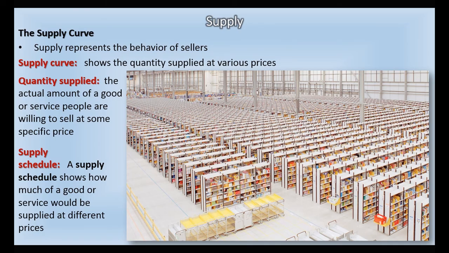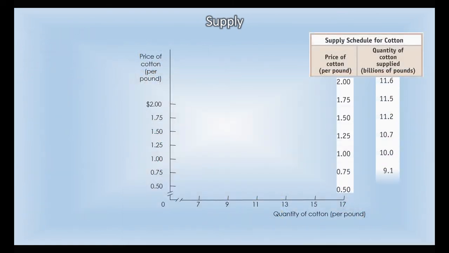So here is a supply schedule for cotton, and we can plot all those points like we did with the demand curve to plot our supply curve. So here, at the price of $2 per pound, suppliers are willing to supply 11.6 billion pounds of cotton. At 50 cents, they're willing to supply only 8 billion pounds of cotton. So in this case, as price decreases, quantity supplied decreases, and as price increases, quantity supplied increases. So we're going to have a positive relationship between the price of the good and the quantity supplied of the good.